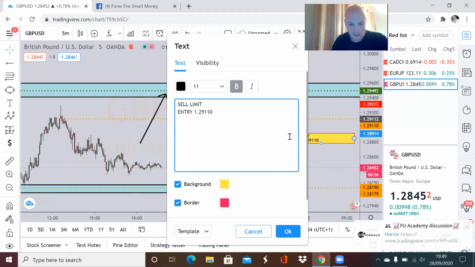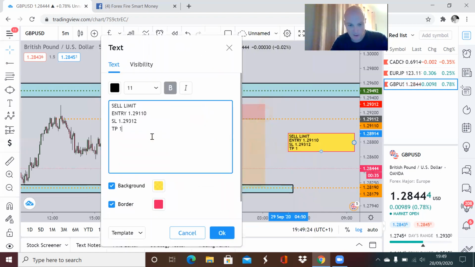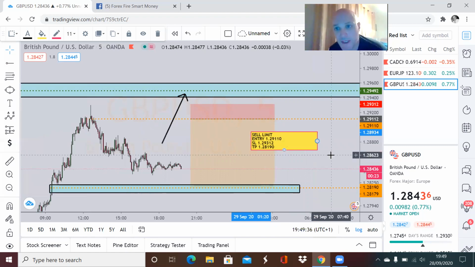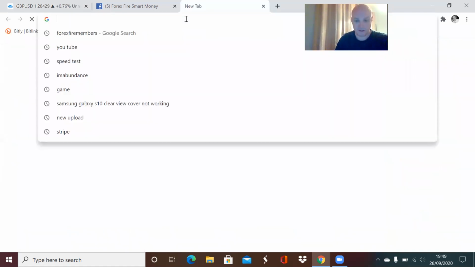SL, you're looking at around 1.29312. And then the TP, it was going to be looking at 1.28190. So I'm going to put that there. I'll just leave that there for you guys to look at. Again, only ever risk 1% of the balance that you have. And then I'll show you how to do that by FX.